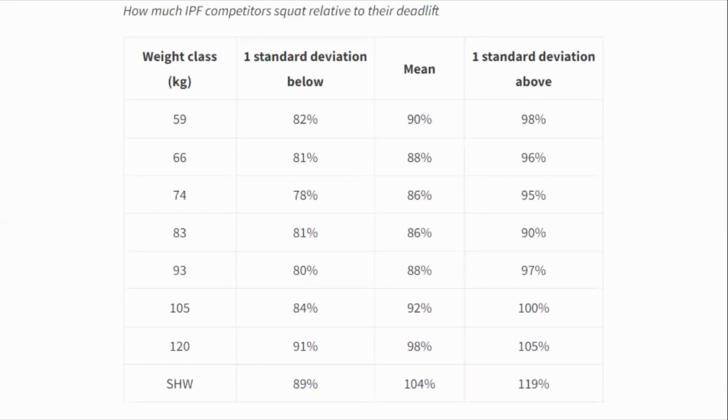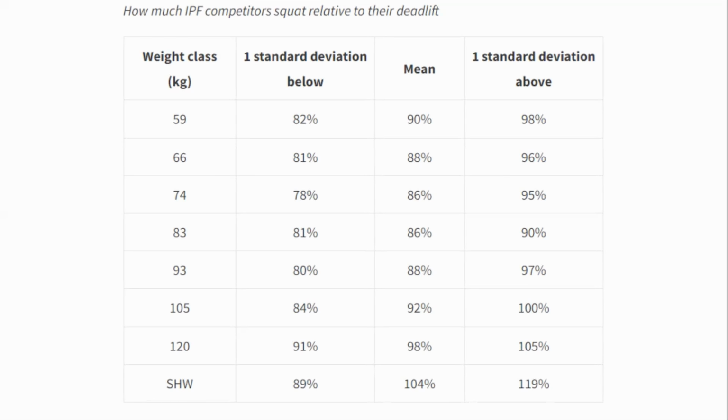So this is a table of some normative data of IPF competitors, so some powerlifters, based on their weight class. We can look at the average numbers and ratios here. Let's say 88% is the average ratio. If your squat is 88% of your conventional deadlift, that would be a normal ratio to have. So if there are large differences between the two, say your squat is 80% of your conventional deadlift, then that might indicate that you have weak quads relative to a strong low back.